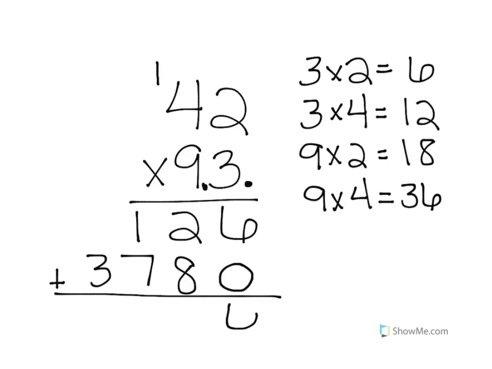6 plus 0 equals 6. 2 plus 8 equals 10. 0, carry the 1. 1 plus 1 equals 2, plus 7 equals 9. And 3 plus nothing equals 3. So my answer is 3,906.